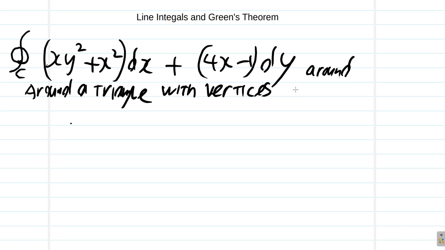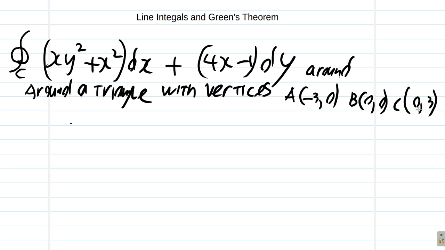Now the vertices are at A at -3, 0. The point B is at 0, 0. And the point C is at 0, 3. Alright? So you get these as the vertices.